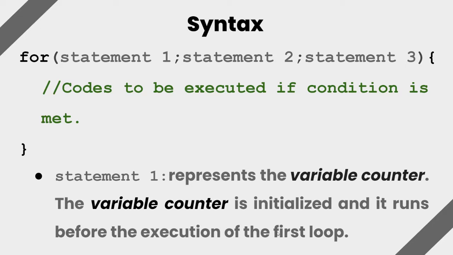Now, this variable counter is to be initialized, and by being initialized, it means you are giving the variable a starting point. Of course, before the loop begins to run, there must be a point where it starts, and then the variable counter runs first before the execution of the first loop. So that means the variable counter would run, then after it has run, the execution of the first loop will then begin.